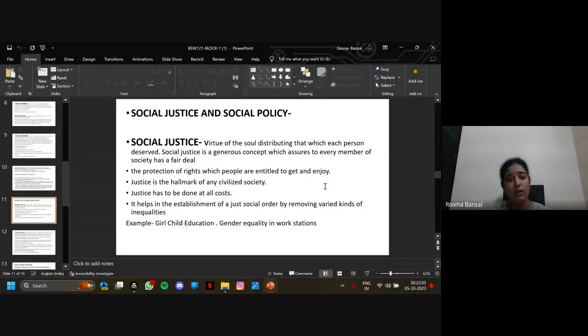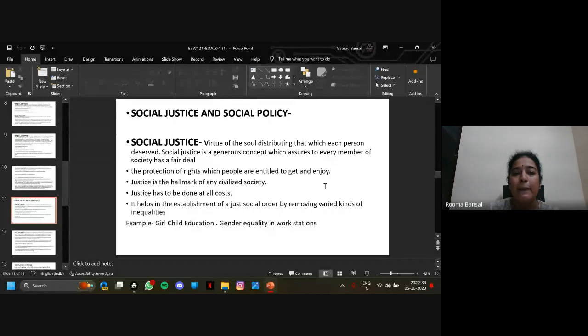A child, either male or female, has equal right to get education. Gender equality in workstations: generally we do not have more female workers in our workstations or offices or government offices or the corporate world also. But if females are qualified, then they should have equal right to work and equal right to get employment. Justice has to be done at all cost and any cost. It is a hallmark of any civil society.